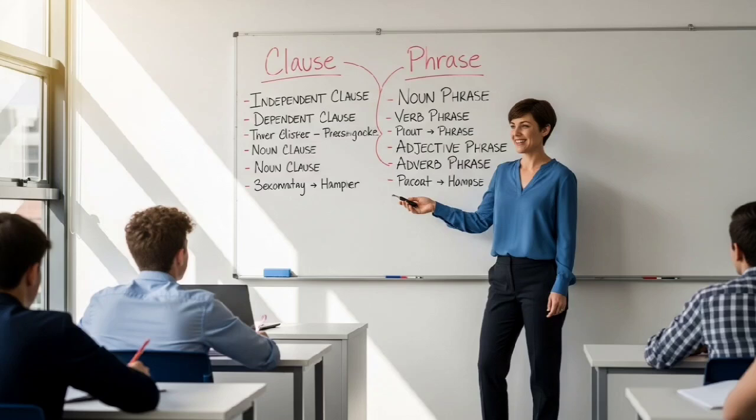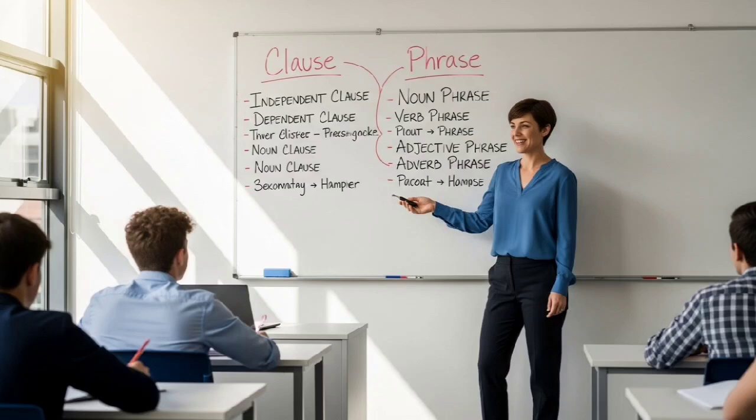For example: in the morning, on the table, very beautiful, at the bus stop. Each of these examples has meaning, but they don't tell us who or what is doing something. That's why a phrase is called an incomplete part of a sentence.